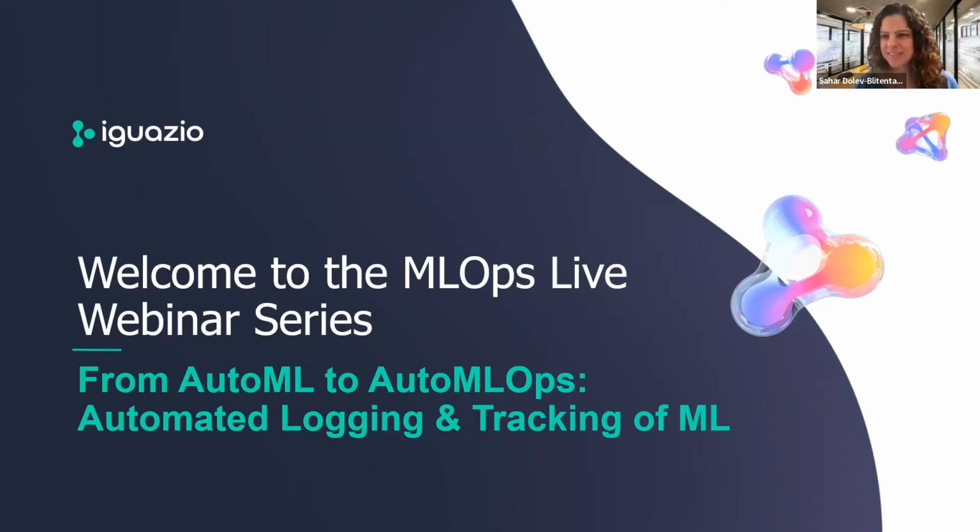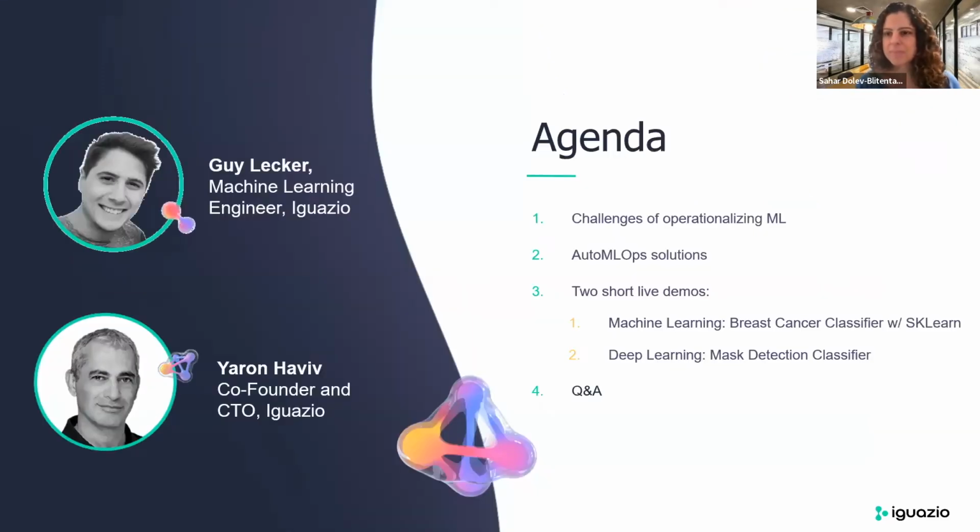This is our 19th session of the MLOps Live webinar series, and today we're going to be talking about the move from AutoML to AutoMLOps. We'll talk about automated logging and tracking of machine learning. And it's my pleasure to introduce Yaron Chaviv, co-founder and CTO of Iguazio, and Guy Lecker, ML engineer at Iguazio.